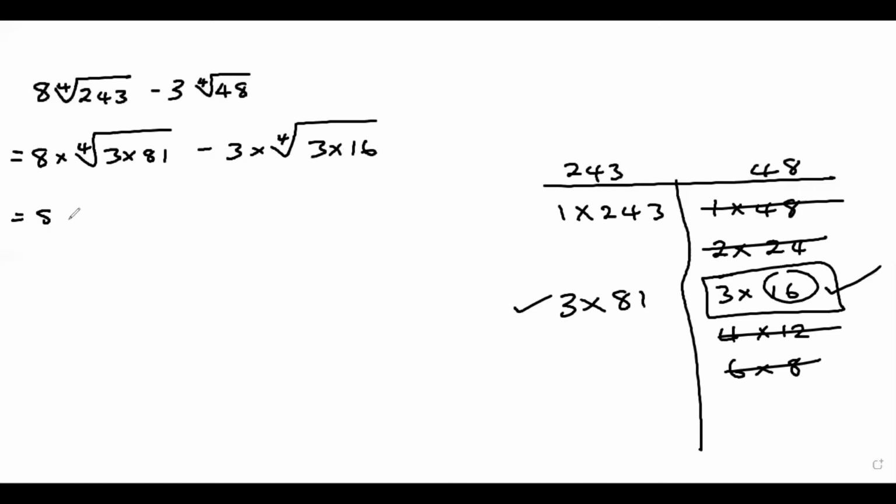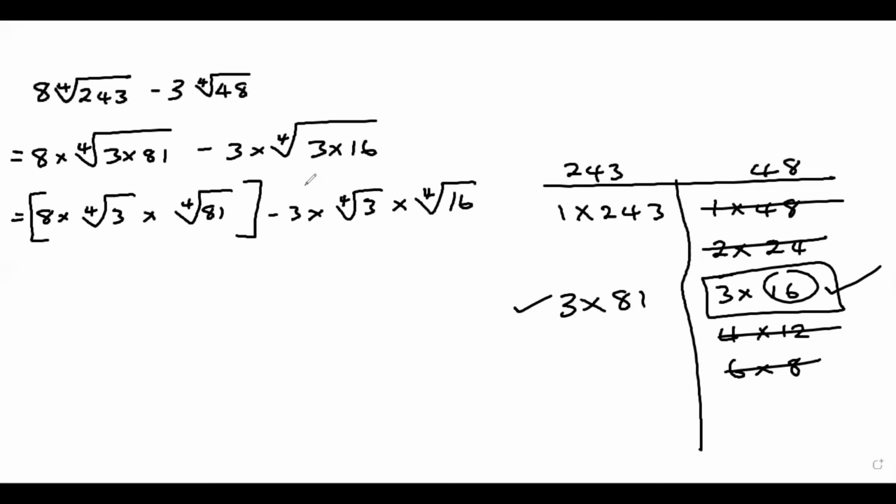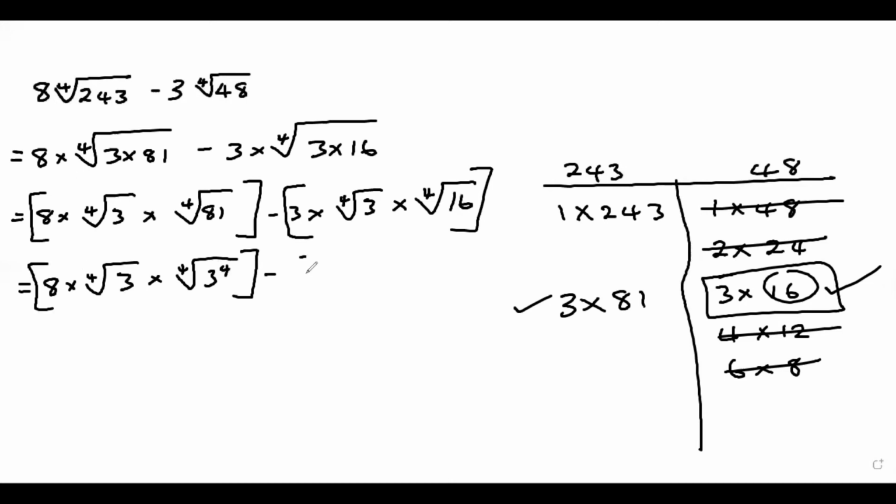So we'd have 8 times the fourth root of 3 times the fourth root of 81. You can put that in a bracket. Minus 3 times the fourth root of 3 times the fourth root of 16. You can put that part in a bracket as well. So we'd have 8 times the fourth root of 3 times the fourth root of 3 to the 4, minus 3 times the fourth root of 3 times the fourth root of, not 4, sorry, 2 to the 4.